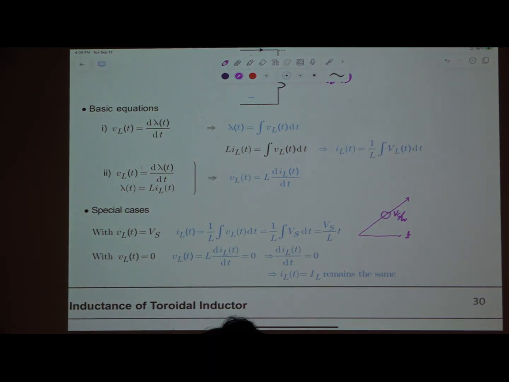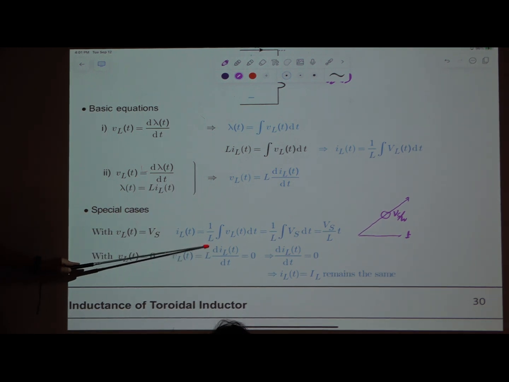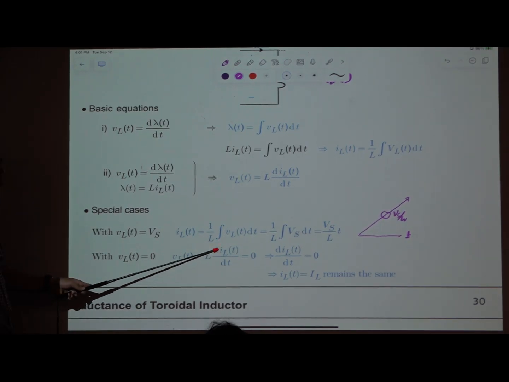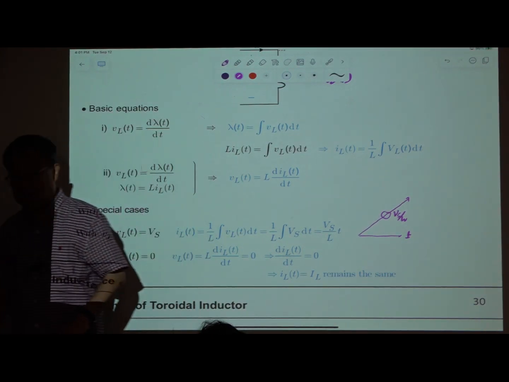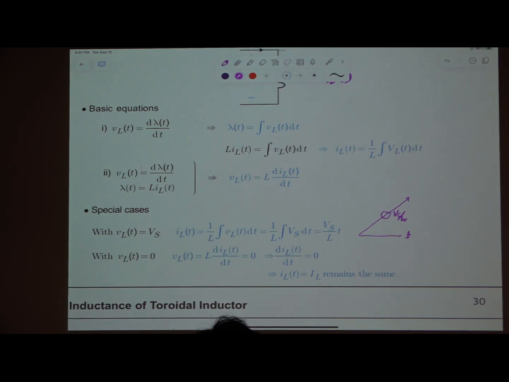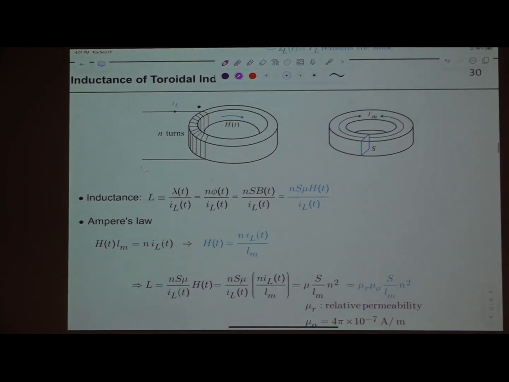Okay? And the other case is we assume the voltage across the inductor is 0. Then we use this equation. So VL(t) is 0. That means either L or this one is 0. L is not 0, so this one is 0. So the time derivative of IL(t) is 0, which means IL(t) is what? Constant. It remains constant. So there are only two cases: linearly increasing or decreasing, or staying the same. Right? So we only consider these extremely simple cases. This is a very simple example.